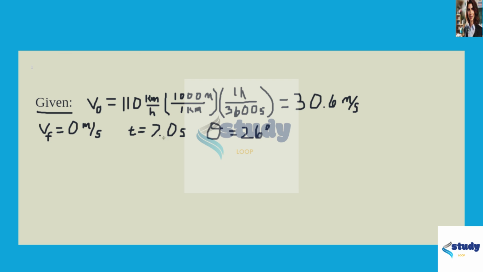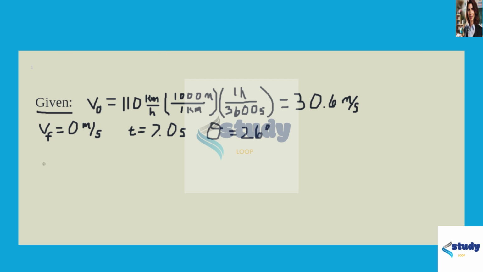Okay, so I wrote down here what we were given in this problem, and that is that the initial velocity v sub 0 is 110 kilometers per hour, which I can convert into meters per second. I do that by using the fact that there's 1,000 meters in a kilometer and 3,600 seconds in an hour, so it's 30.6 meters per second. And we also know that the final velocity, v sub f, is 0 since we come to rest, and that's after a time of t equal to 7 seconds on a ramp with theta 26 degrees.